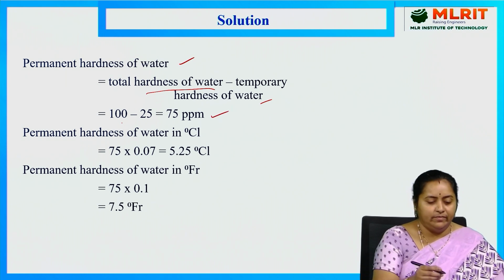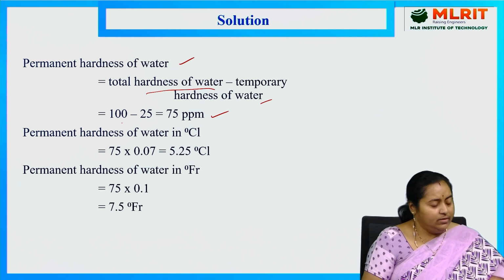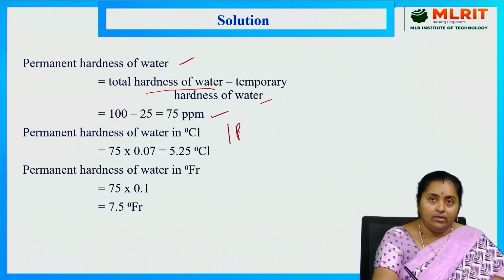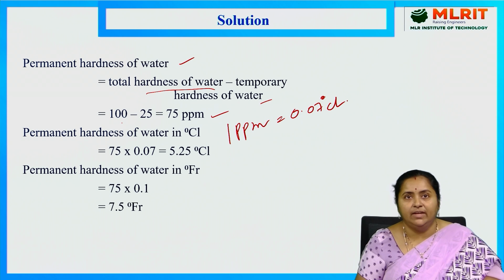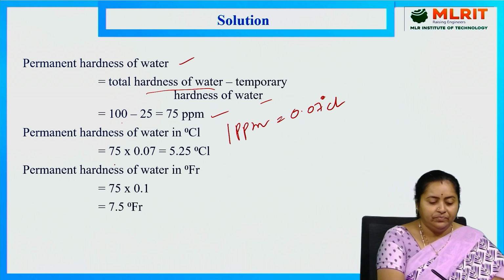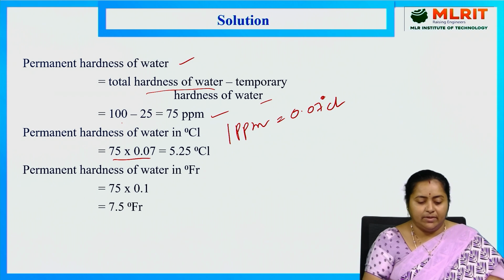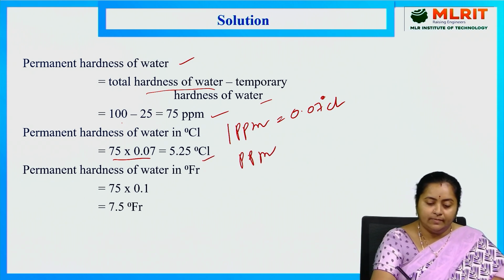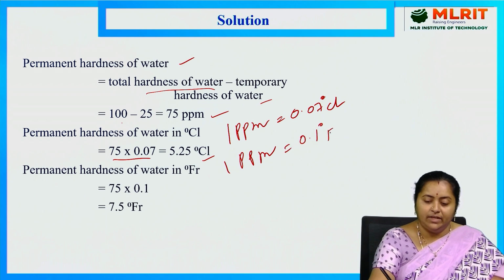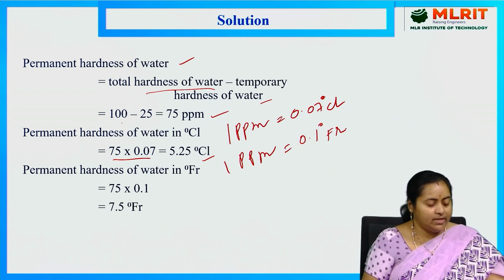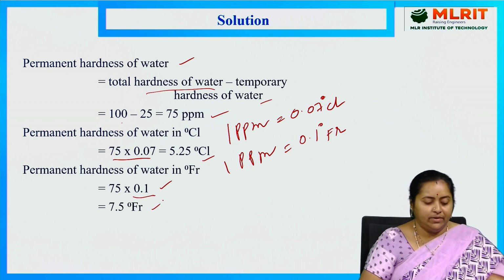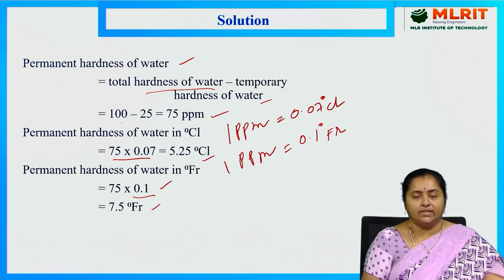So far we have solved up to this extent, and it is obtained in ppm. Now I just want to convert it in terms of degree Clark. I know that 1 ppm is equal to 0.07 degree Clark. So it becomes equal to 75 into 0.07. It is nothing but 5.25 degree Clark. And then we know that 1 ppm is equal to 0.1 degree French. The answer is expressed in terms of ppm, that is 75 ppm. By multiplying with 0.1, we get 7.5 degree French. It is a conversion factor.